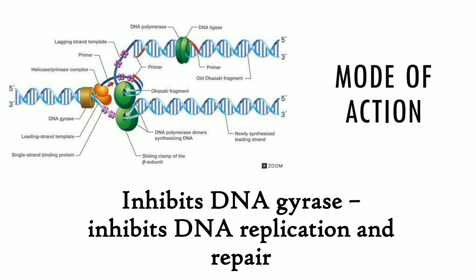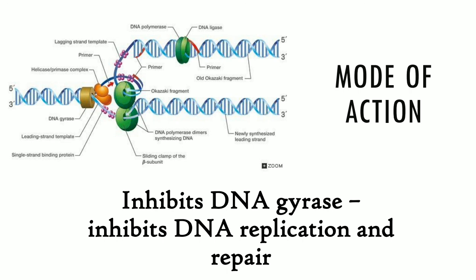You can see over here in this diagram, this is the DNA gyrase enzyme. It binds to the DNA and helps to introduce negative supercoiling, so that when the strands of DNA are separated for DNA polymerization or DNA synthesis, the structure of the DNA can be maintained. Now, when the DNA gyrase itself is not functioning due to binding of the antibiotic, it automatically inhibits the DNA replication and repair mechanisms.